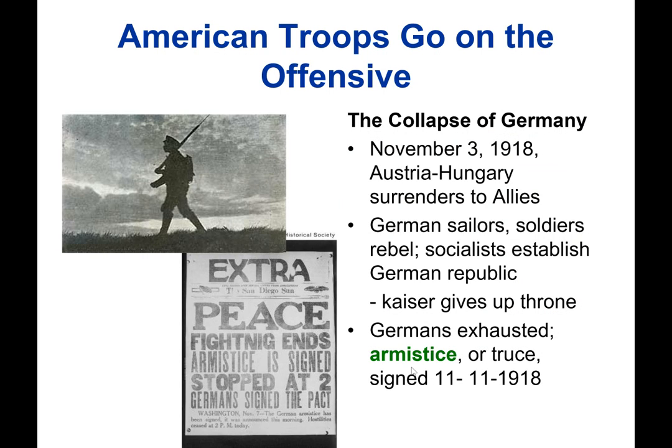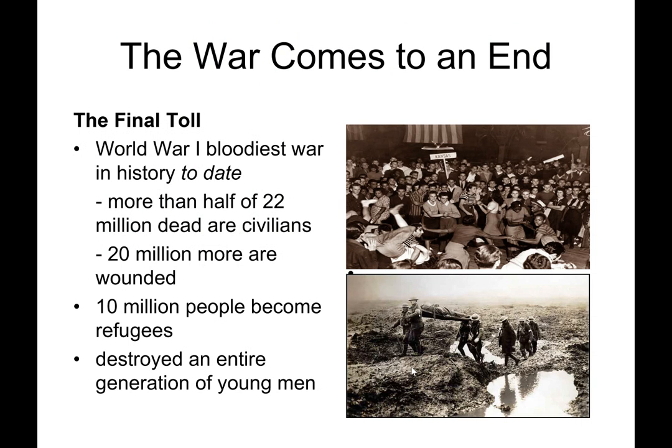So Germany collapses. In 1918, Austria-Hungary surrenders to the Allies. German soldiers and sailors rebel, and socialists establish a German republic. The Kaiser gives up the throne. Germans are exhausted, and they want an armistice, which is like a ceasefire. They want a truce, and this is signed in November of 1918. War comes to an end.